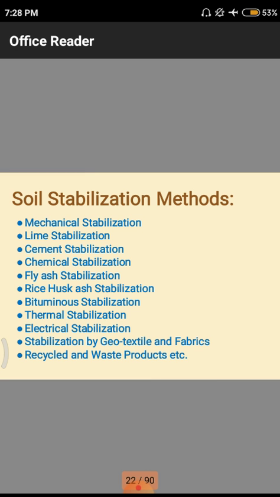First one is the mechanical stabilization. In this mechanical stabilization, we have to use heavy equipment, simply mechanical equipment like rollers and other mechanical stabilizers at the site. Next one is the lime stabilization.